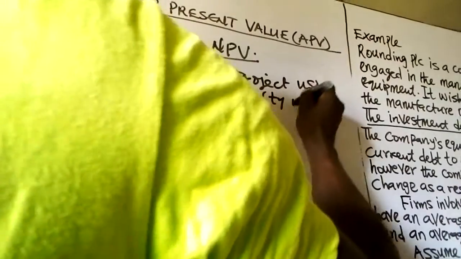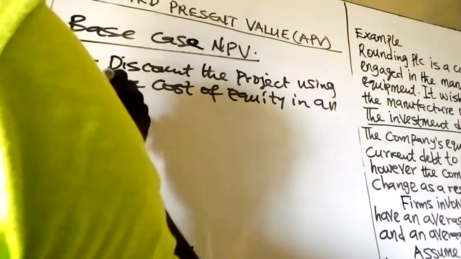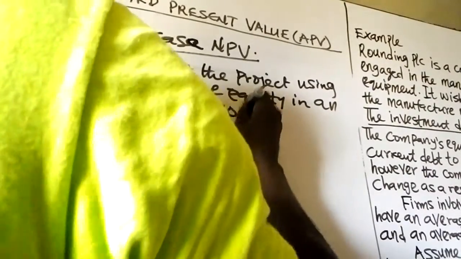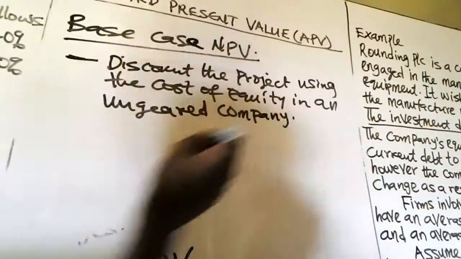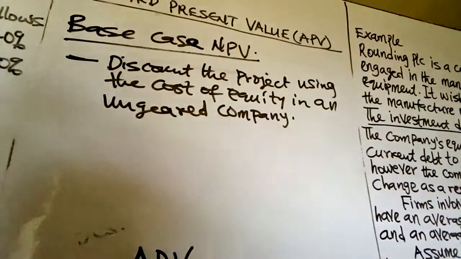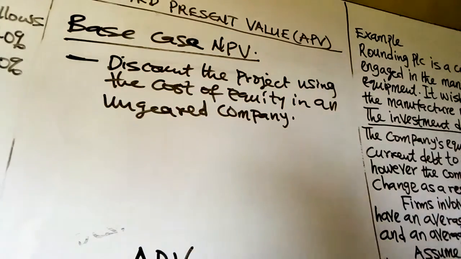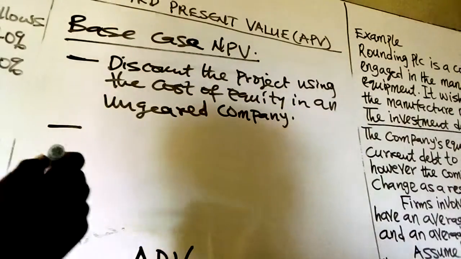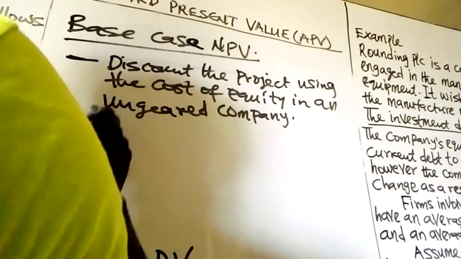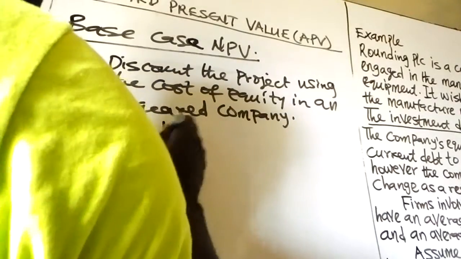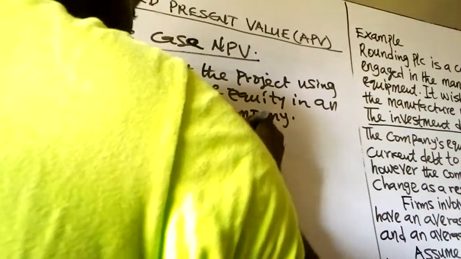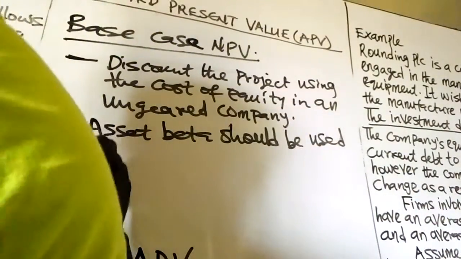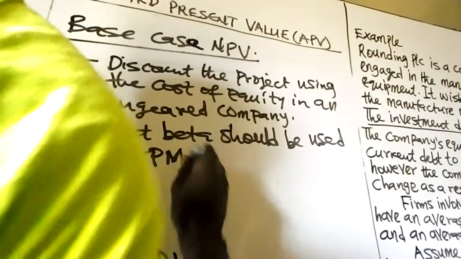Cost of equity in an ungeared company. You are not going to use the weighted average cost of capital. You are going to use the cost of equity in an ungeared company. That means the appropriate beta to use should be the asset beta, which should be used in the capital asset pricing model formula.